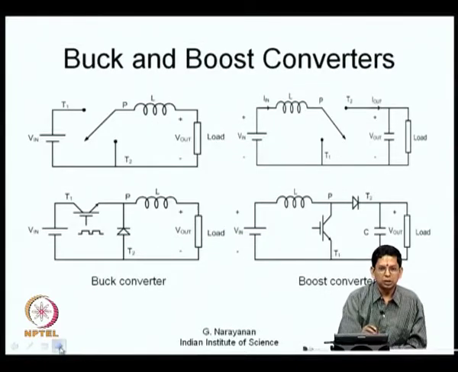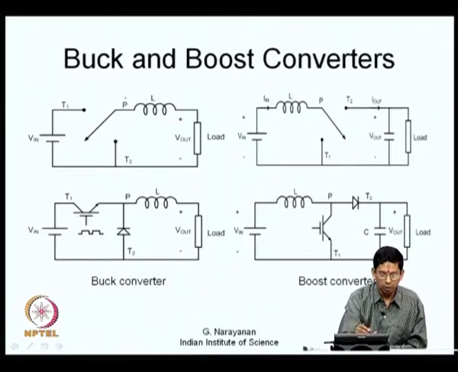So, in this picture, I am trying to show the buck and boost converters together. So, what do you want to do here? This is a buck converter. What do you have? A single pole double throw switch. What do you have here? This is a boost converter. Here also you have a single pole double throw switch. Now, where is the pole connected?